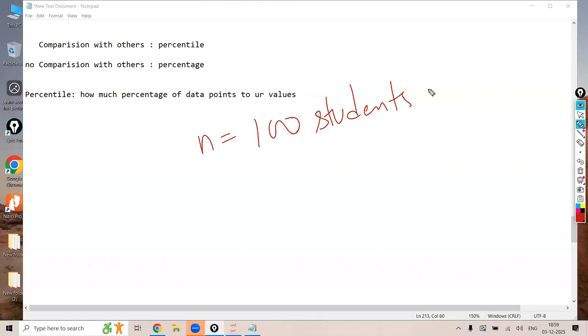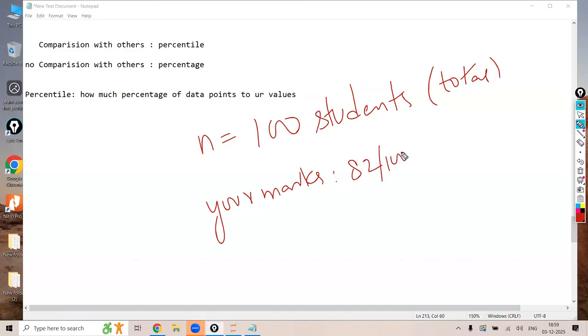Total how many students are there? 100 students. Your marks, I'm writing clearly, is 82 out of 100. What is the percentage, miss? 82 percentage. This does not depend on how many students there are. Whether 100 students, 1 student, 2 students, or 5,000 students, it doesn't depend. Even with 10,000 students, it is 82 percentage only. It does not depend on the other students.